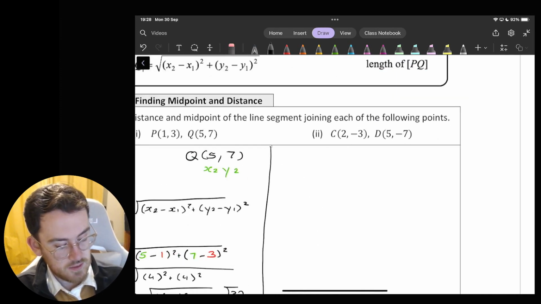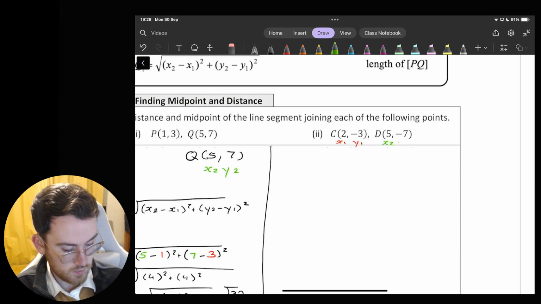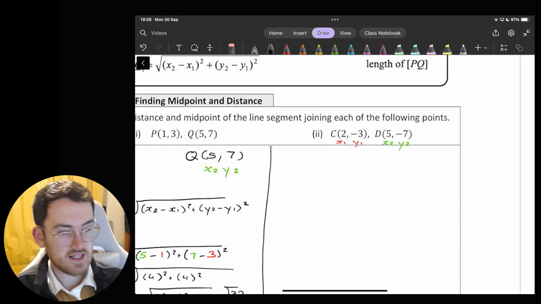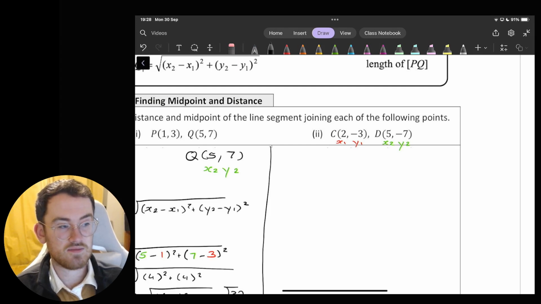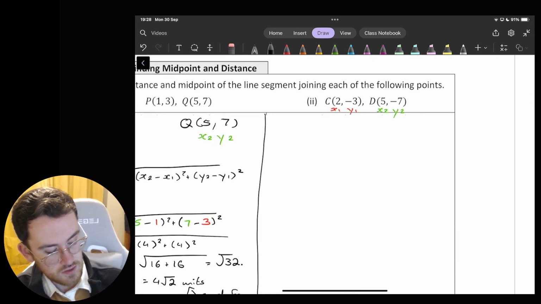Again, I'm going to take my 2 points here. I'm going to start by labeling the two. We'll call C x1, y1. We'll call D x2, y2. I can immediately see there are some negative signs here that we're going to have to pay attention to, and that's absolutely fine. So let's have a little look at those. We'll start with our distance again. We'll go with CD first of all.